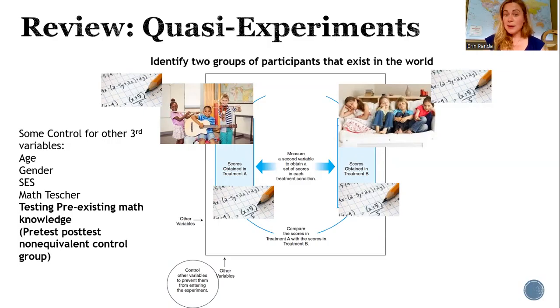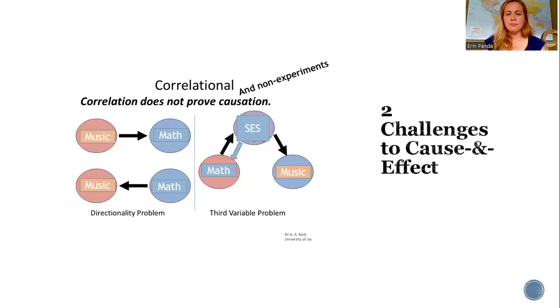So a quasi-experiment is better than a non-experiment. In particular, a quasi-experiment is attempting to rule out the third variable problem. However, a challenge with a quasi-experiment is that we're still recruiting groups that exist in the real world, and we're not creating the groups ourselves. We can't overcome the chicken or the egg problem, which is also called the directionality problem.